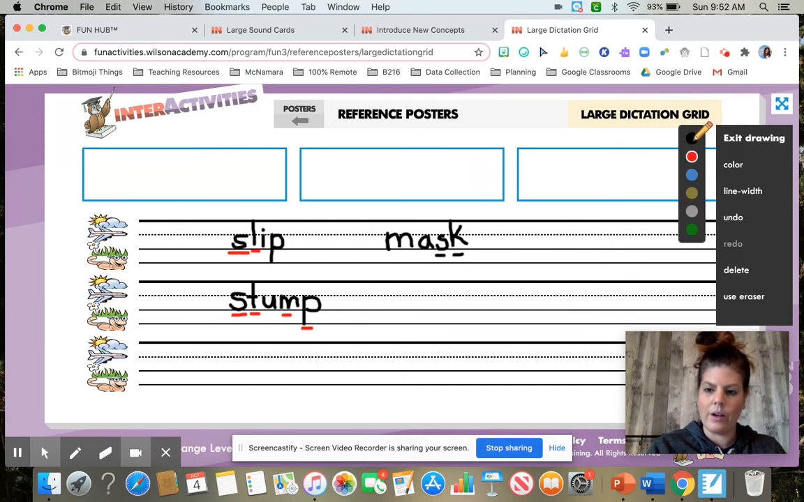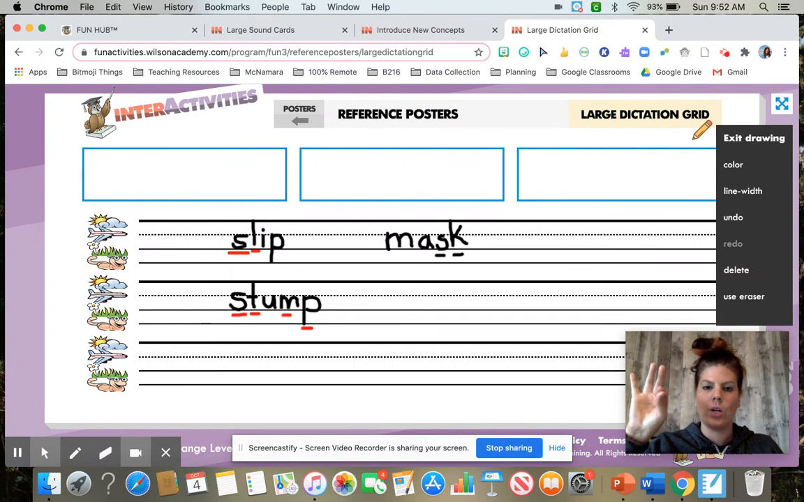Let's go ahead and write another word. We're going to write the word twist. Let's tap. T-W-I-S-T. Twist. You go ahead and write that first. And if you're unsure of how to spell it off the top of your head, that's fine. Just go through each sound, think about the sounds you hear, and then write those letters.